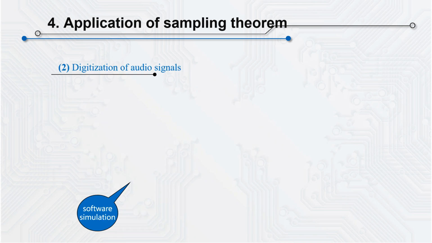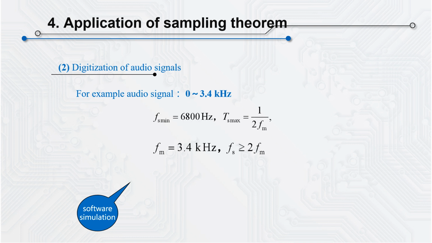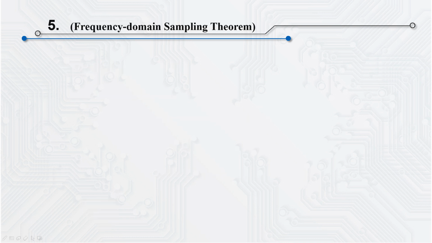In engineering, the sampling theorem can also be used to digitize audio signals. We know that the audio signal is generally from 0 to 3.4 kHz, which is a low frequency. Then, when sampling the audio signal, its minimum frequency should be 6800 Hz. If fs is equal to 8000 Hz, at this time, the sampling interval is 125 microseconds.